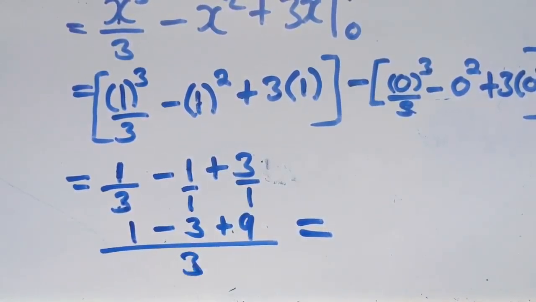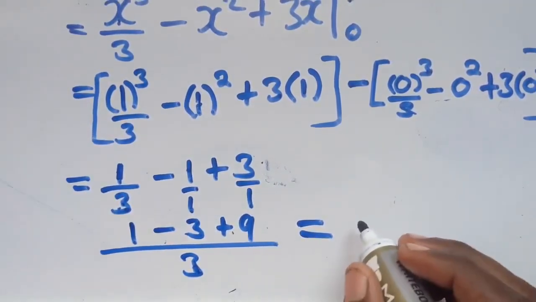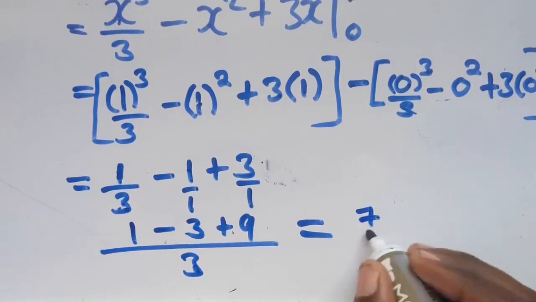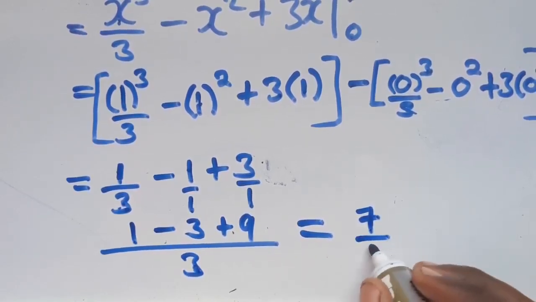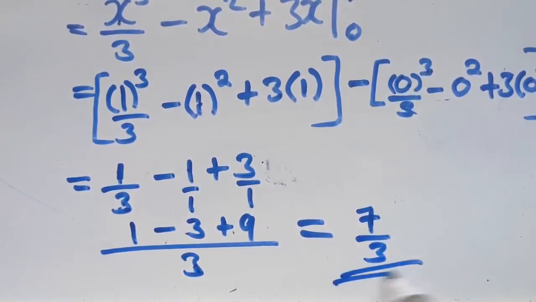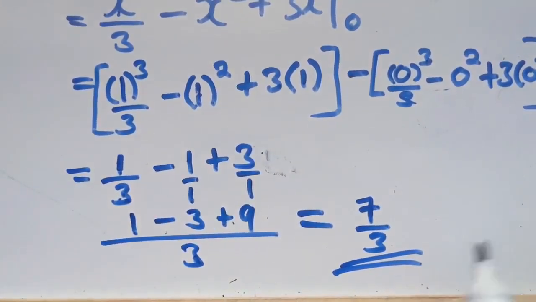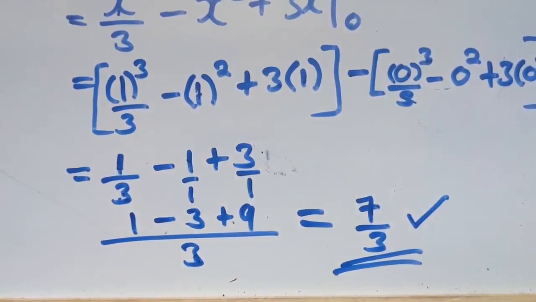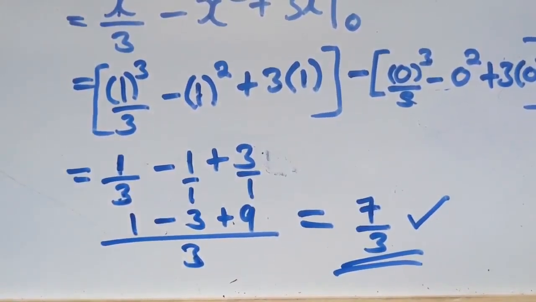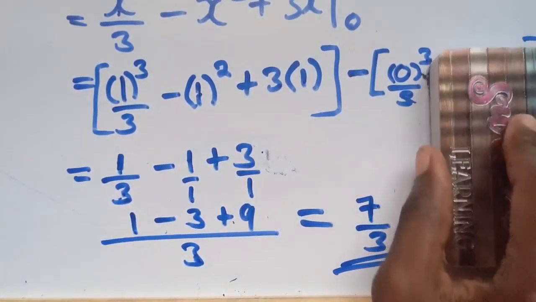when you solve all this, you are going to find that the answer is 7 over 3. So this is going to be your answer. 7 over 3. So that is your answer. So we have solved the first question. Now let's use the same method to solve the second question. Make sure that you understand this concept. So for easy understanding, let me solve for you another question.